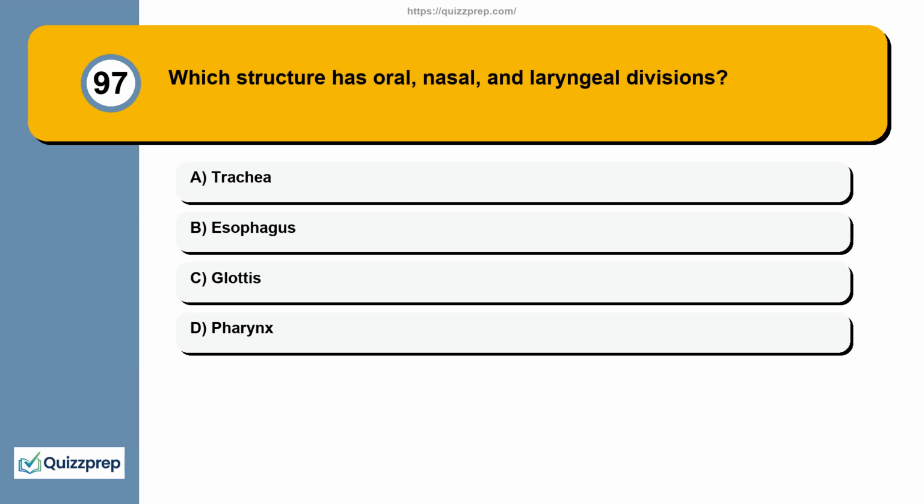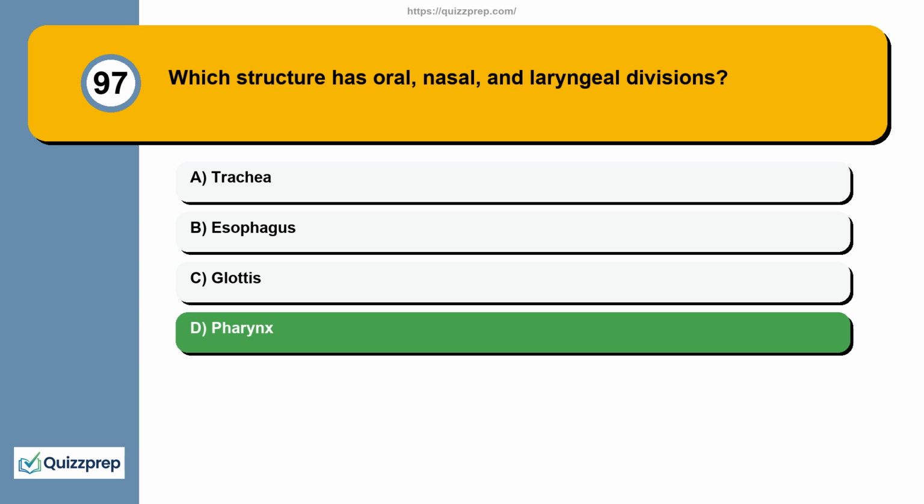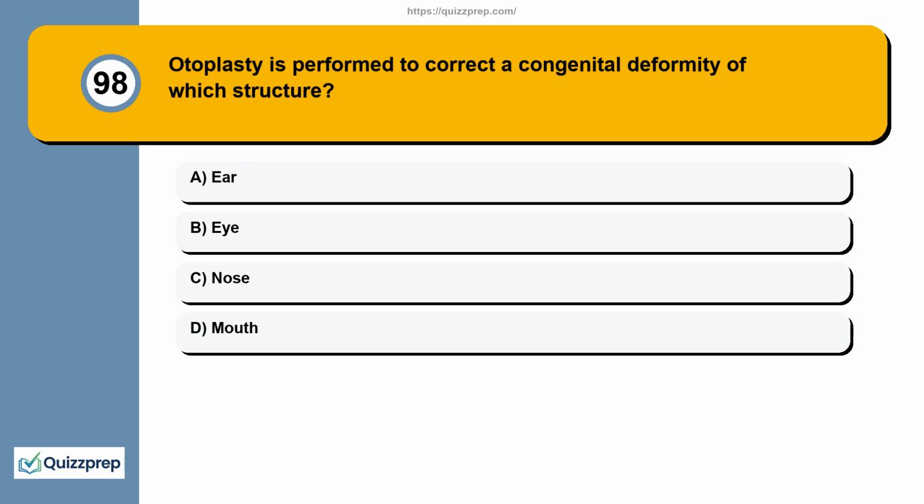Option A, trachea. Option B, esophagus. Option C, glottis. Option D, pharynx. The correct answer is option D, pharynx. Question 98. Otoplasty is performed to correct a congenital deformity of which structure?